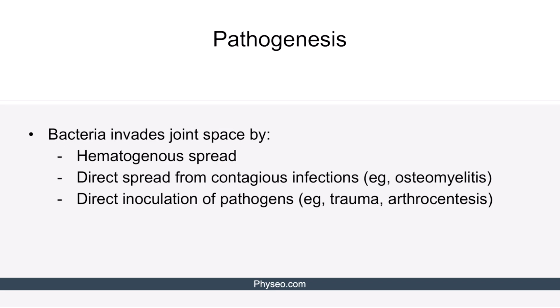Alright, moving on to pathogenesis. Bacteria can invade the joint space via multiple ways. First is the hematogenous spread. Second is the direct spread from contiguous infections such as osteomyelitis. And third is the direct inoculation of pathogens, for example during trauma or an arthrocentesis.